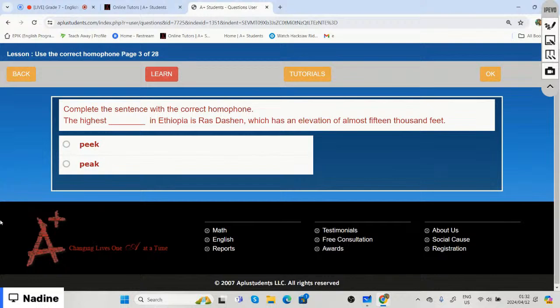It says the highest, do we say the highest peak as in P double E K or peak as in P E A K? The highest peak in Ethiopia is Ras Dashen, which has an elevation of almost 10,000 feet.